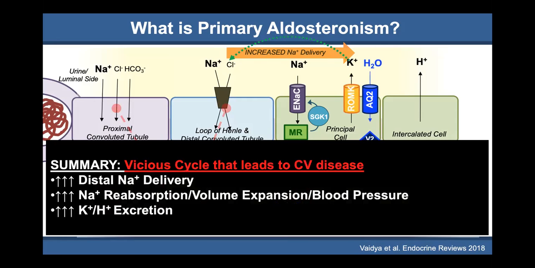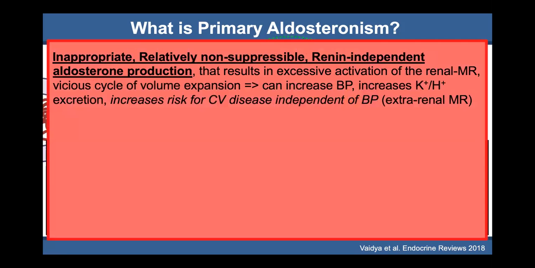So this results in a vicious cycle that leads to cardiovascular disease. You have increased distal sodium delivery, which results in increased distal sodium reabsorption, volume expansion, and increases in blood pressure. This results in further increased distal sodium delivery, increased distal sodium reabsorption, volume expansion, increases in glomerular filtration rate, and further distal sodium delivery, all along with a vicious cycle of hypokalemia and alkalosis, depending on the severity of distal sodium delivery.